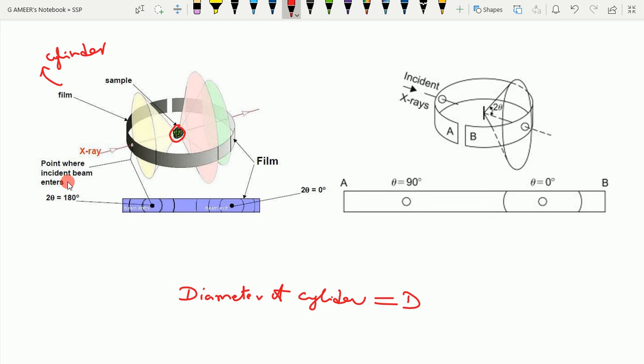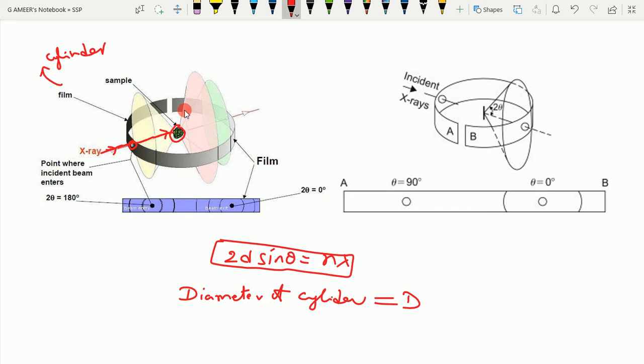Now at the point where the incident beam enters, there will be a small circular hole. Through that X-rays will enter, and they fall on the sample. Once they fall on the sample, the crystals in powder form will be oriented in random directions. So definitely there will be some crystals which satisfy Bragg's condition, that is 2d sin theta equal to n lambda. Once that is satisfied, I will get diffraction maxima, the scattered light intensity will be maximum.